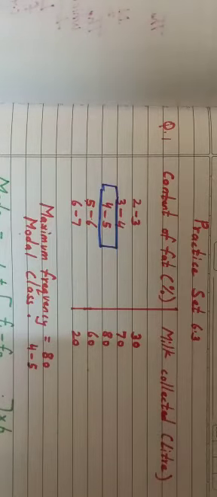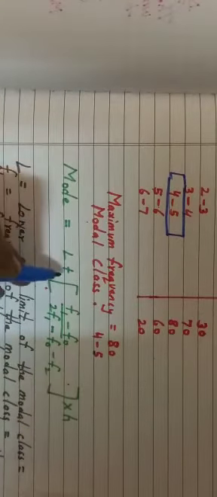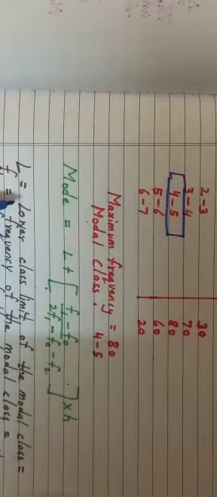Okay, now this practice set you will solve only by using the formula. So the formula is this, which you have to learn by heart. Okay, mode is equal to L plus this full formula. So now step by step I will tell you. Here L is called as lower class limit of the modal class.